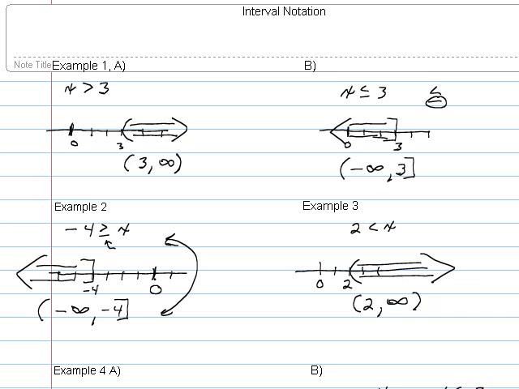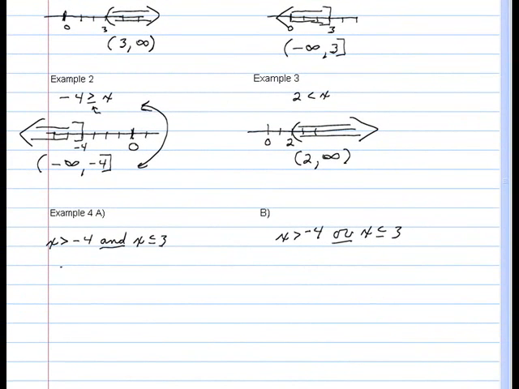In this first one, it's x is greater than -4 and less than or equal to 3. So what I'm going to do is draw two number lines, locate a -4 on the first one, and locate a 3 on the second one, putting the 0 in the same place, but to get a 3 I'll need to extend that out a little more. So -4 and 3.